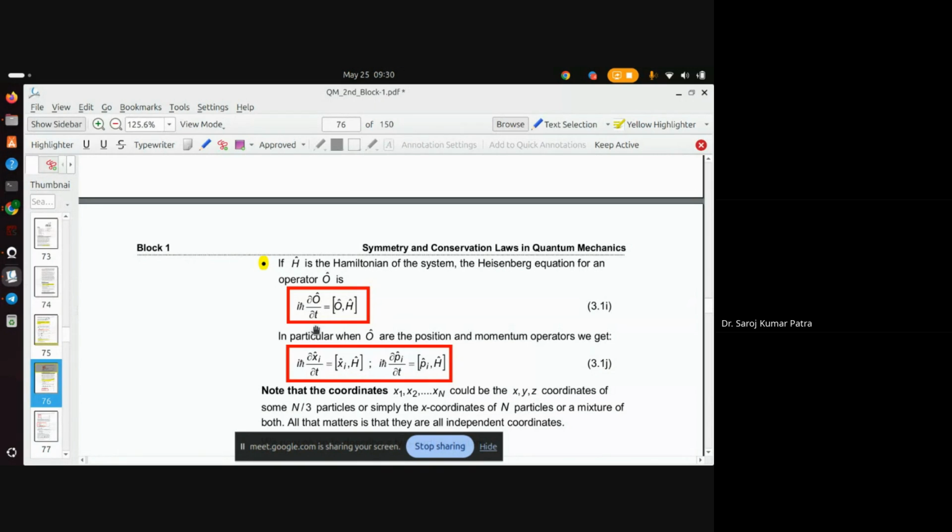So this is very important. I think this will be used in many places, so this is something you should keep in mind. i h cross del O cap by del t, which is the time evolution of the operator O, is nothing but the commutator bracket of O with H. There is a classical correspondence also in classical mechanics. We'll deal with that.